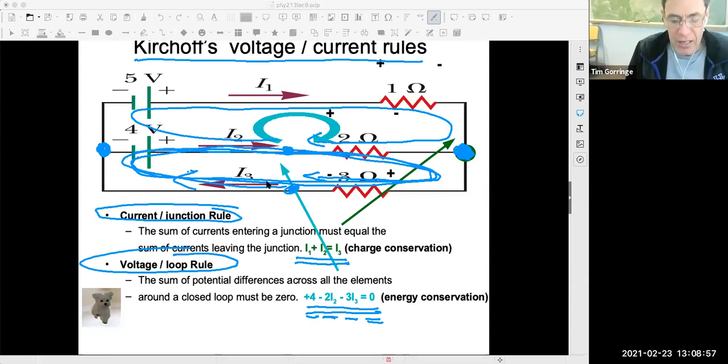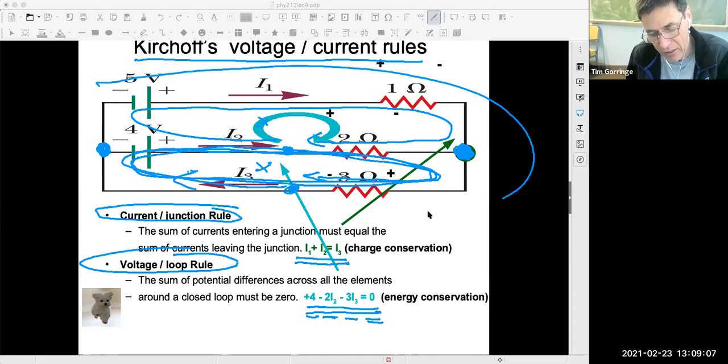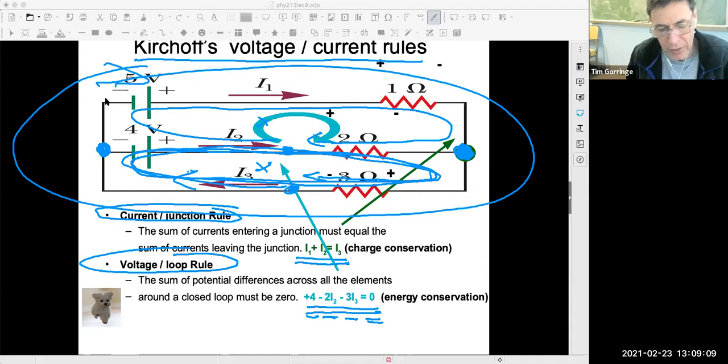There is a loop in the bottom half, which is where I generated the equation. So this loop. There is a loop in the top half, and there's a loop around the entire circuit. So there are 3 loops here, and we could have made 3 equations.